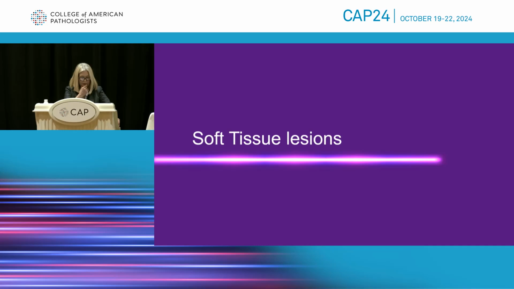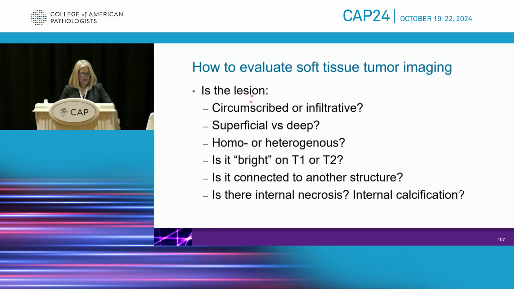Okay, let's move on into my favorite categories, and this is where I think the imaging really becomes critical to evaluation, and that's soft tissue and bone tumors. Of course, bone tumors, but I've learned over the years that you can really tell a lot about a tumor with imaging of soft tissue. So again, what are we looking for? Features that are very helpful. Is it circumscribed? Is it infiltrative? Is it superficial or deep? Heterogeneous, again, that's a bad sign universally. Is it bright on T1 or T2? I love this one: is it connected to another structure? And I'll show you examples of that. And of course, is there necrosis or internal calcification?